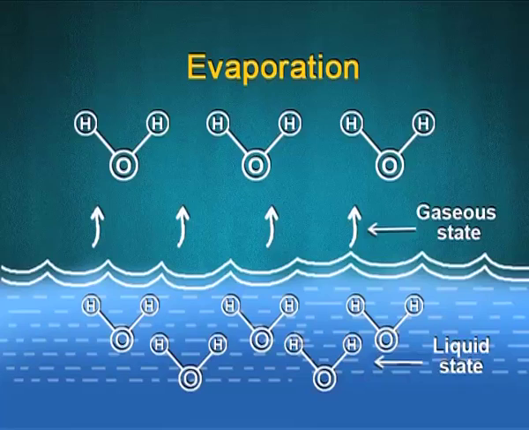vapor phase. As shown in the diagram, at the surface of the liquid, the molecules have higher kinetic energy as compared to the lower surface particles. So, due to high kinetic energy, the molecules break the forces, move apart and change into vapor phase.